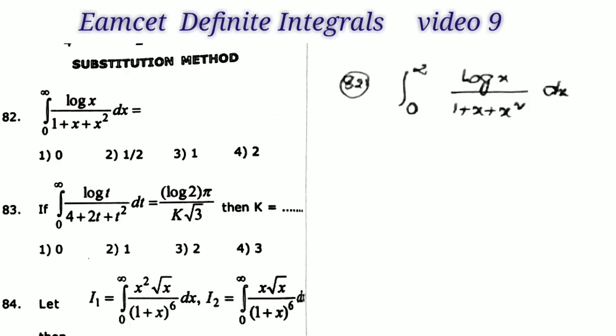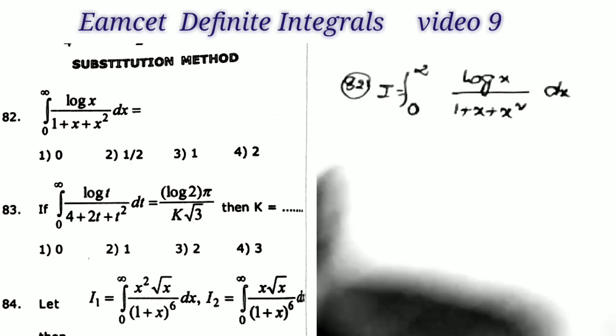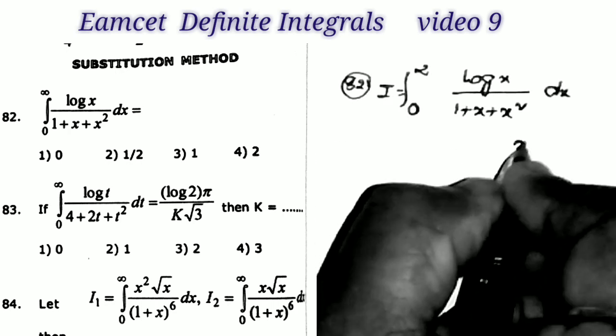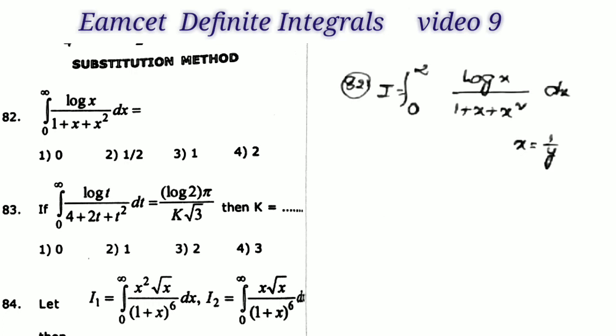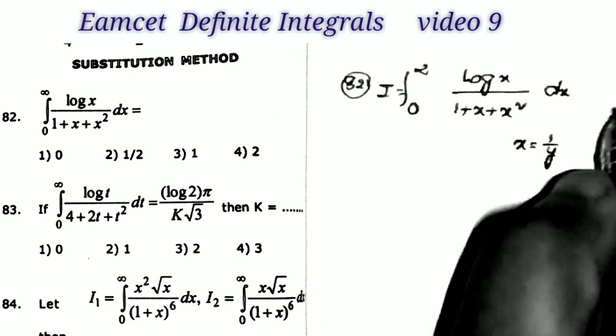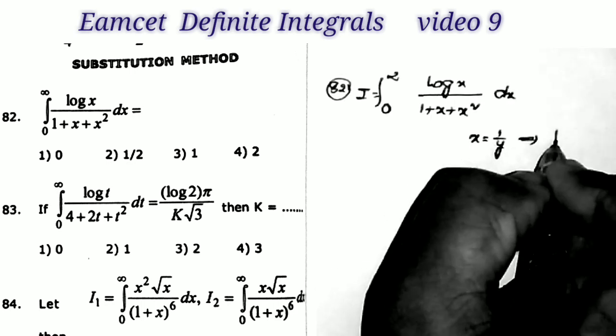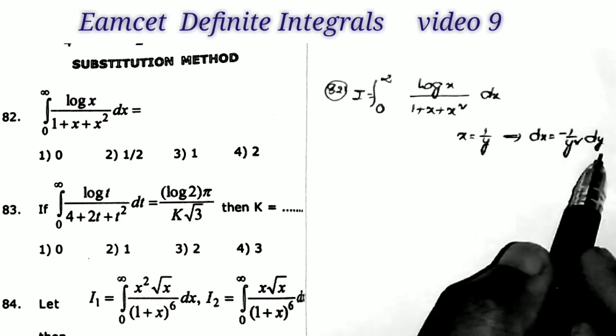Next question, sum number 82, integral 0 to infinity log x by 1 plus x square into dx. To solve this question, first I take that this is equal to I, and after that I replace x is equal to 1 by y in the given question. Then what is the dx value? The derivative of 1 by y is equal to minus 1 by y square into dy.